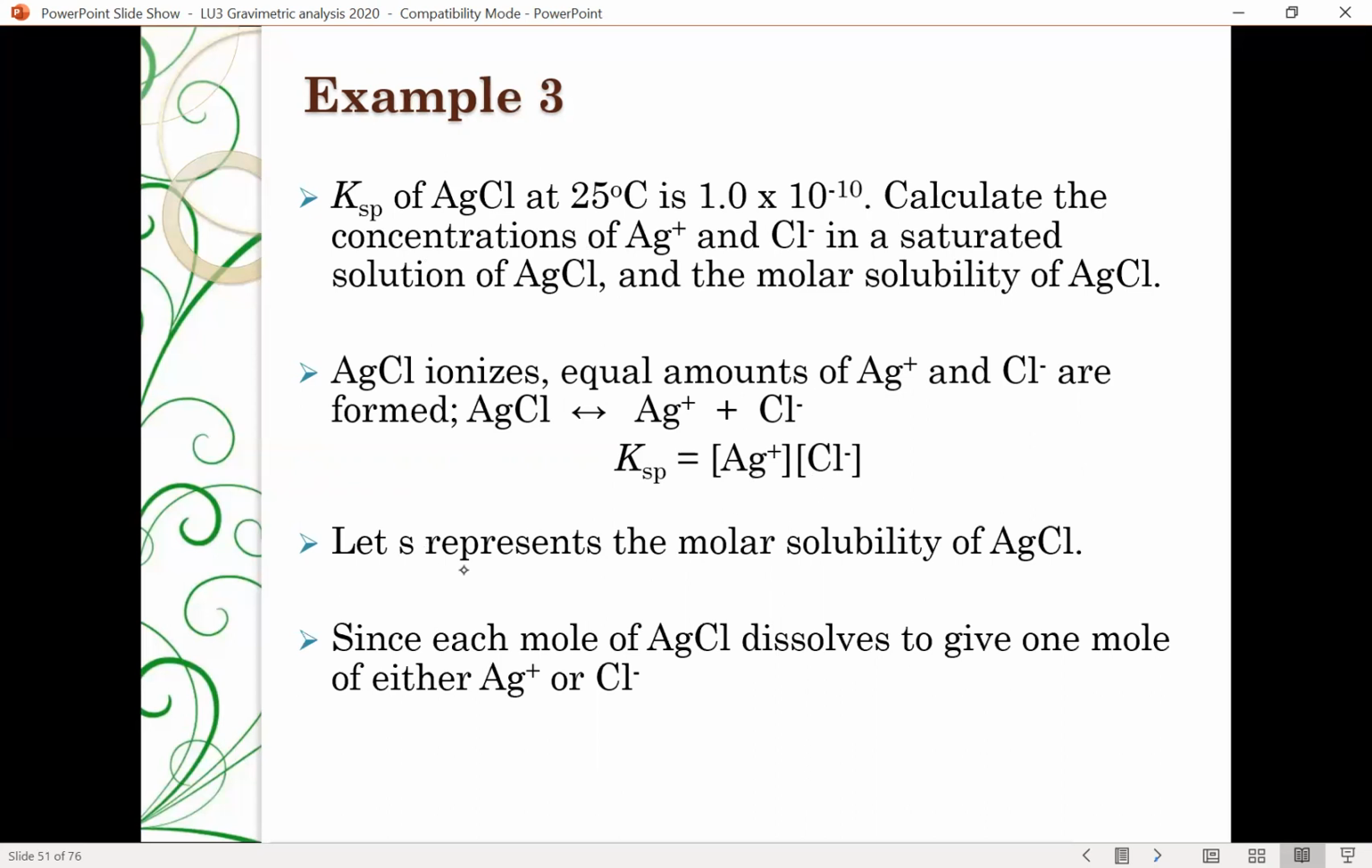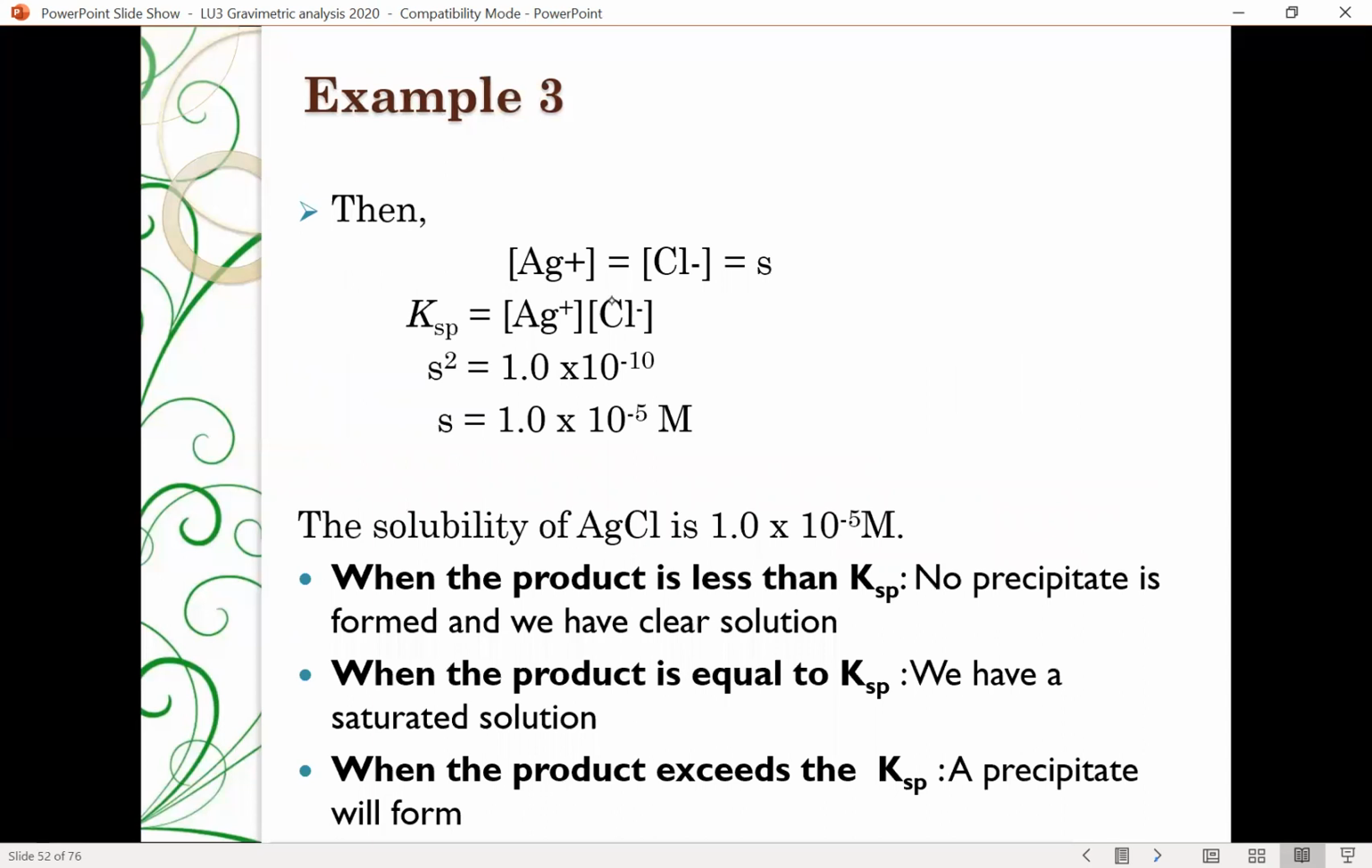So let S represent the molar solubility of AgCl. Since each AgCl dissolves to give 1 mole of either Ag+ or Cl-, we know that in AgCl we have 1 mole of Ag+ and 1 mole of Cl-. Then, if the molar solubility is represented by S, the molar solubility of Ag+ would be the same as the molar solubility of Cl-. This is because 1 mole of each of these species exists in AgCl.